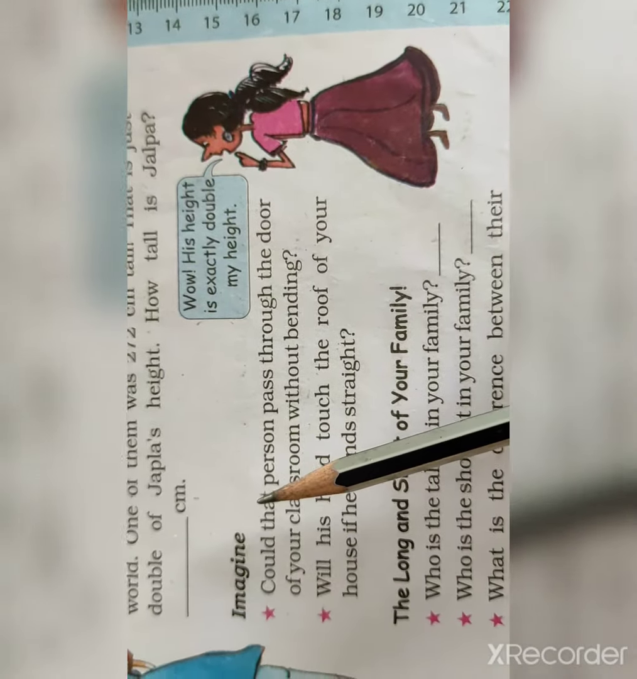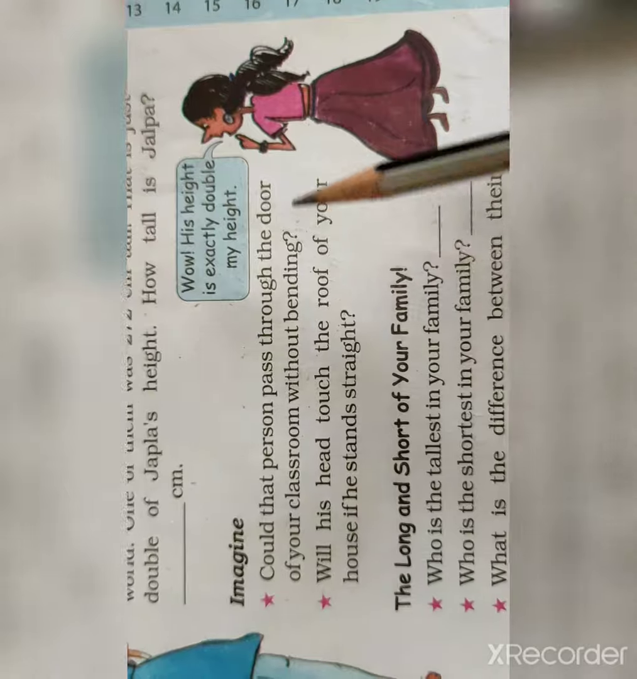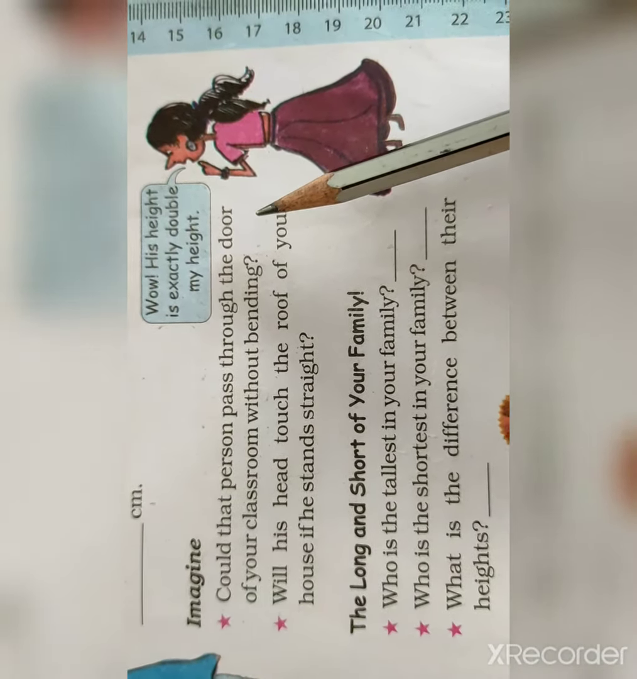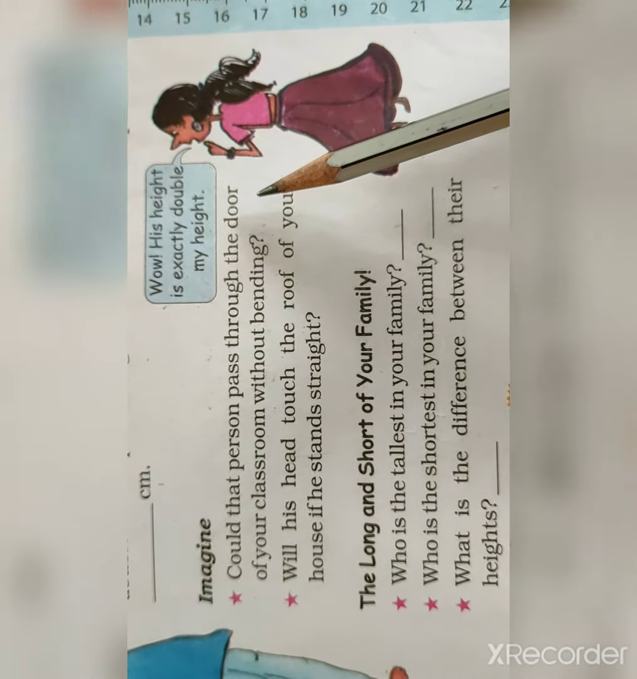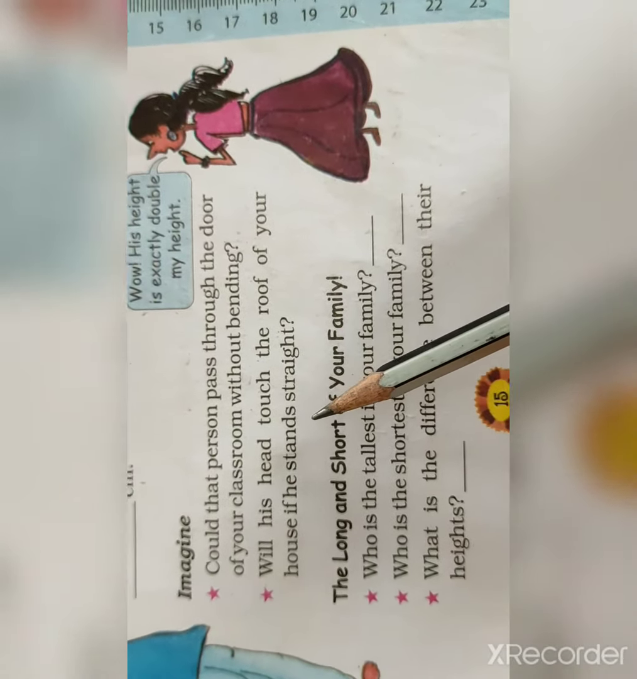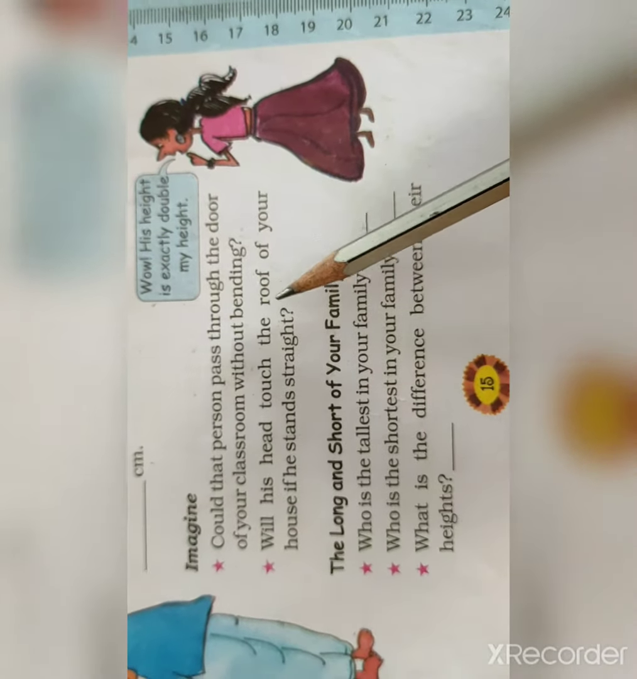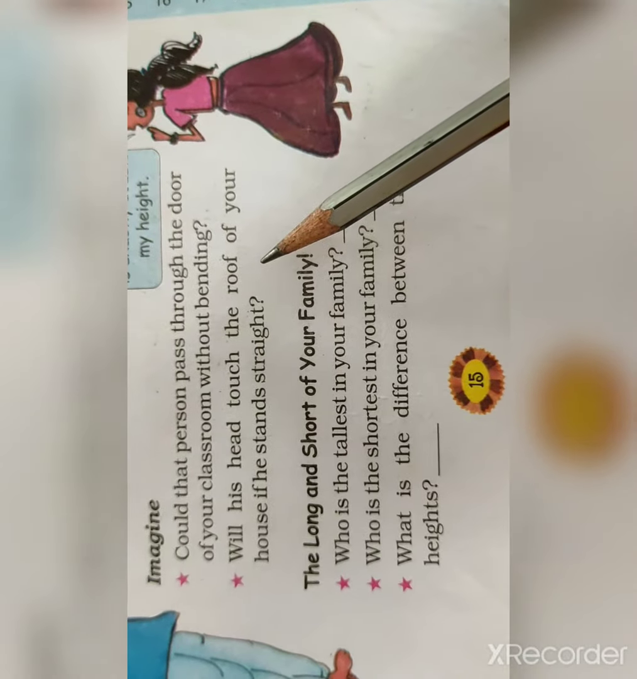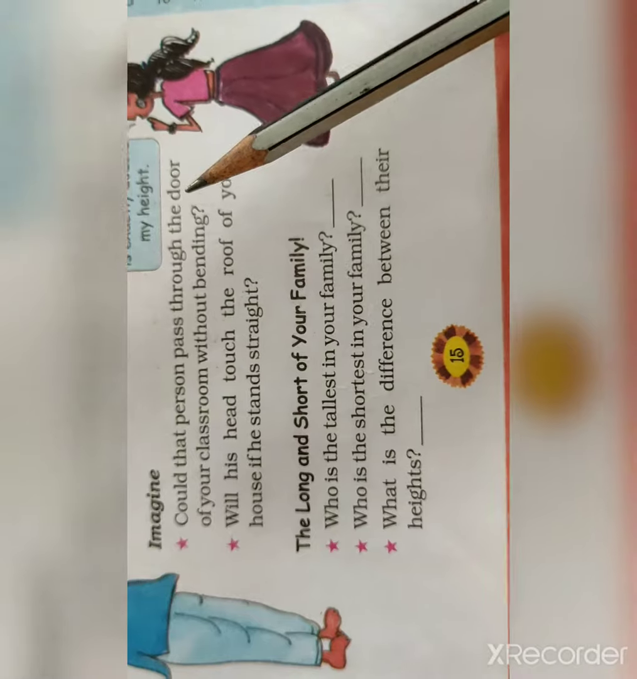Now see, imagine, could that person pass through the door of your classroom without bending? Now you will reply. You will send the answer to this question on my personal WhatsApp number. Will his head touch the roof of your house if he stands straight? So you will find out, you can take help of your parents, and then send the answers of these questions on my personal WhatsApp number.